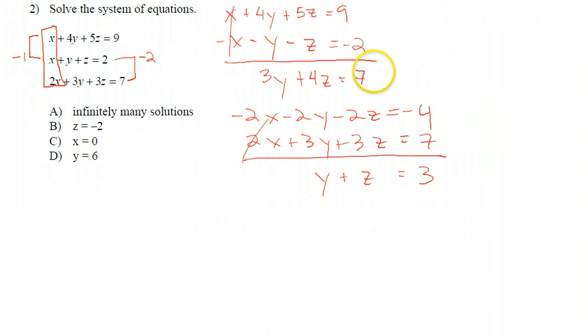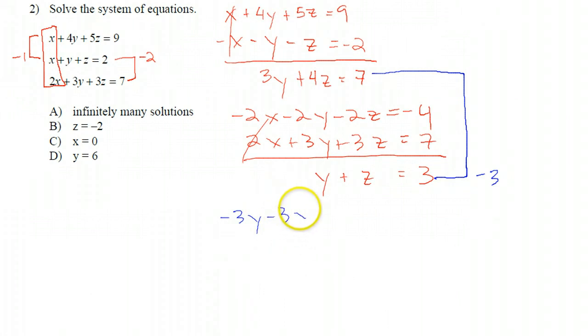Right, now we need to take those two equations with just the y and z now and eliminate something else. So both of them look pretty easy. I'll eliminate the y's in this case by multiplying this by -3. And I end up with minus 3y minus 3z is equal to -9. And copying that one underneath, I have positive 3y, 4z is equal to 7.